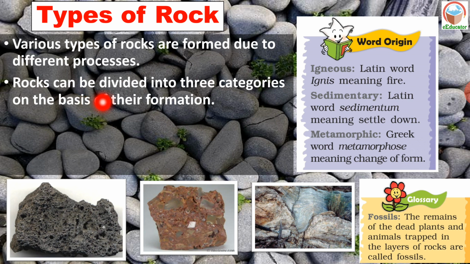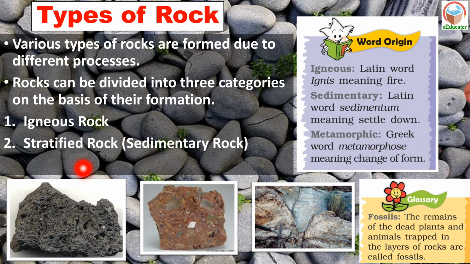The rocks can be divided into 3 categories on the basis of their formation. One is known as igneous, second is stratified rock, which is also known as sedimentary rock, and third is metamorphic rock. So these are the 3 major categories of rock available on the earth.